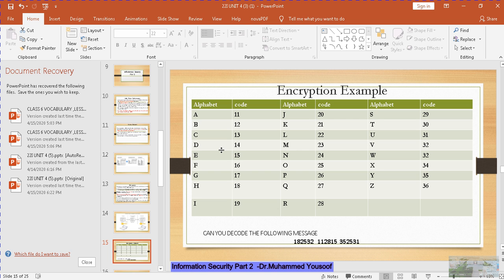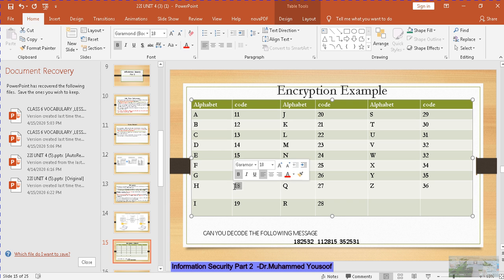Now you can see here, A is 11, B is 12, C is 13. So I have some encoding technique which I adopted. Now look at this number, 18. Where is 18? Can you see 18 here? H. Okay, let's put it here: 18, H. Then I have 25. Where is 25? O. Can you see now? H, O.